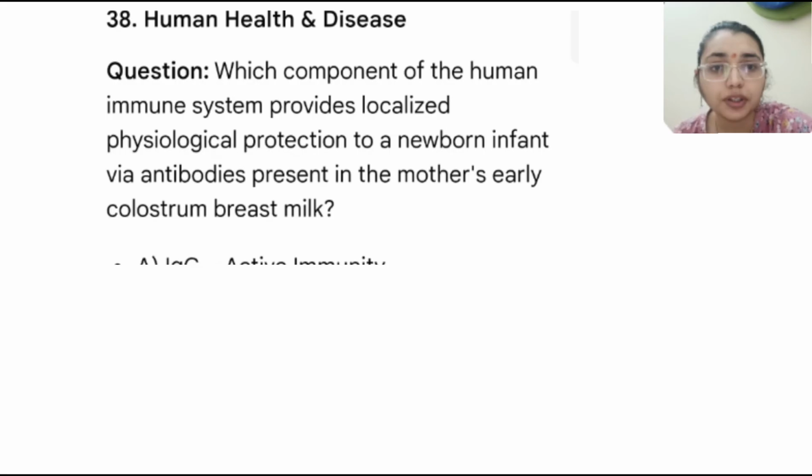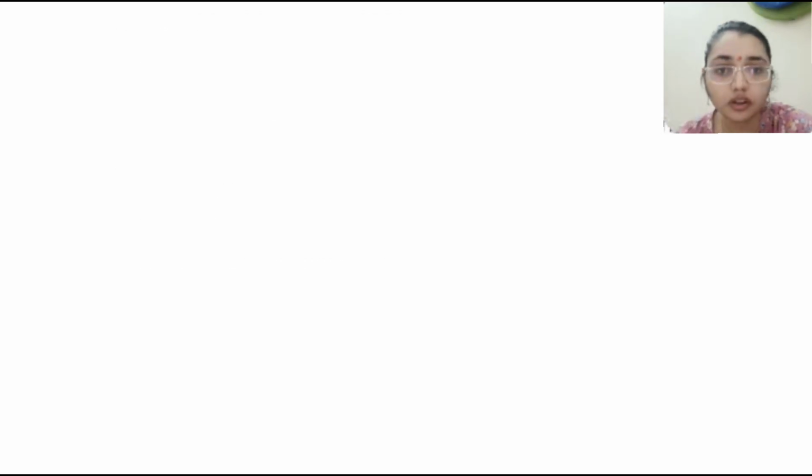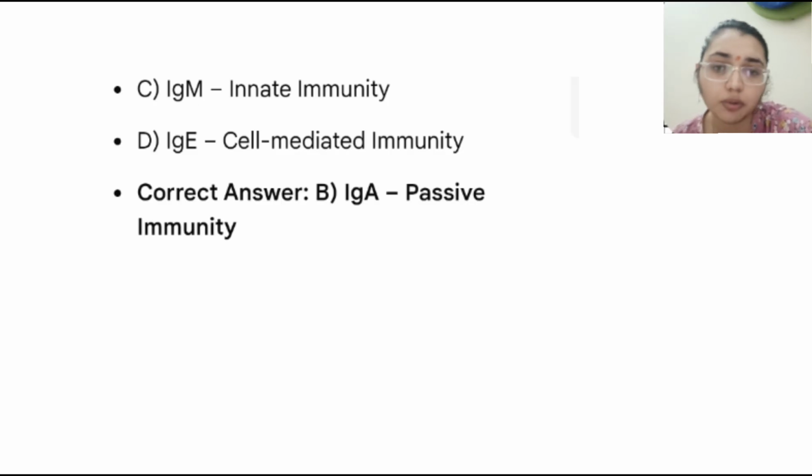Which component of the human immune system provides localized physiological protection to a newborn infant, while antibodies are present in the mother's early colostrum breast milk? That is IgA, passive immunity. Colostrum contains a high concentration of secretory IgA antibodies. Delivering preformed protective antibodies from the mother to the child provides immediate defense, which is classified as natural passive immunity.